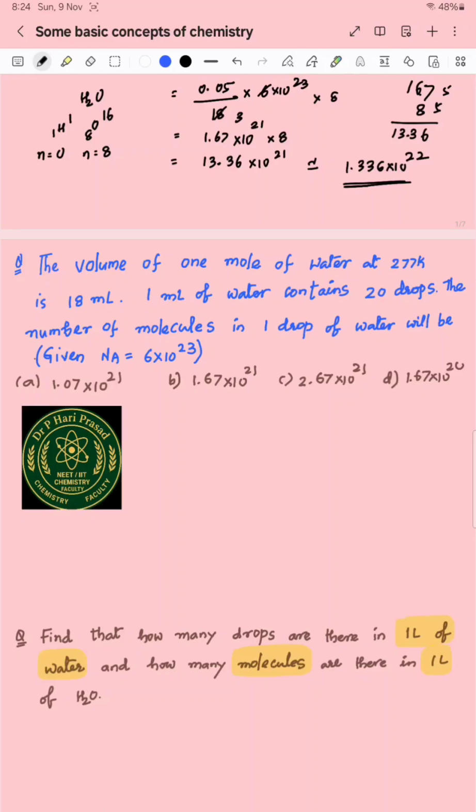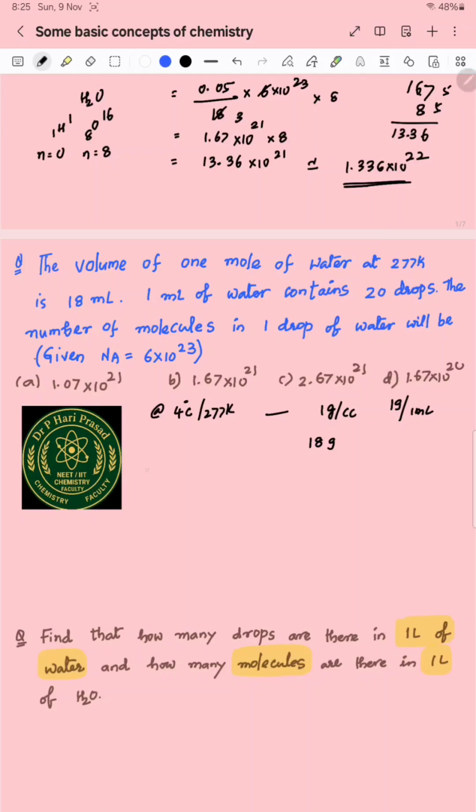Now we will check the question, student, right? So 1 mole of water at 277 Kelvin is 18 ml, right? Okay. So 277 Kelvin means nothing but 4 degrees centigrade, right? So 277 Kelvin, generally, the density is 1 gram per cc or 1 gram per 1 ml. Now the 1 mole of water is given as 18 ml. So 18 ml means, at 277 Kelvin, that is equal to 18 gram only, right?